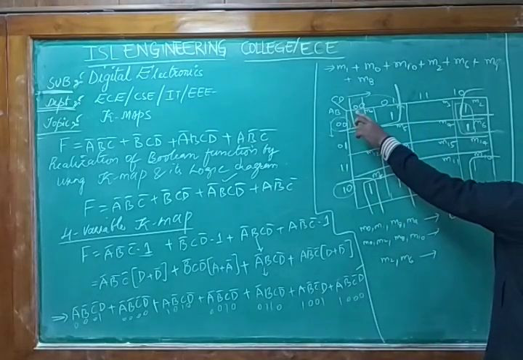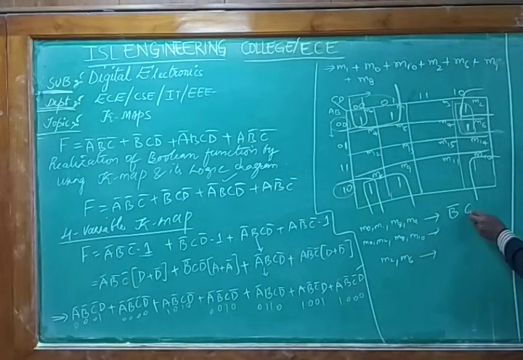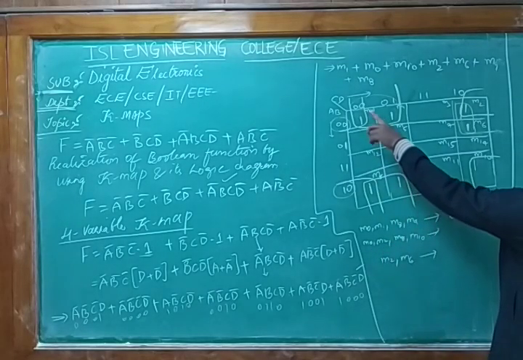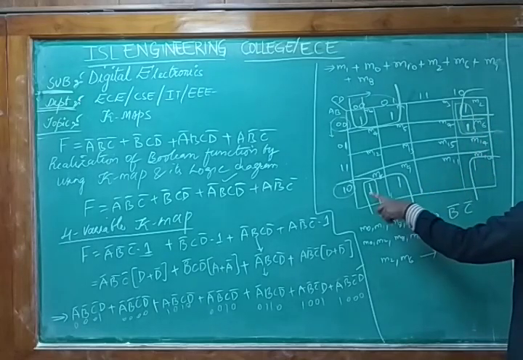Tell me what is common in this? C is 0 at both the ends, so I can write C is common. Similarly, now M0, M2, M10 and M8.